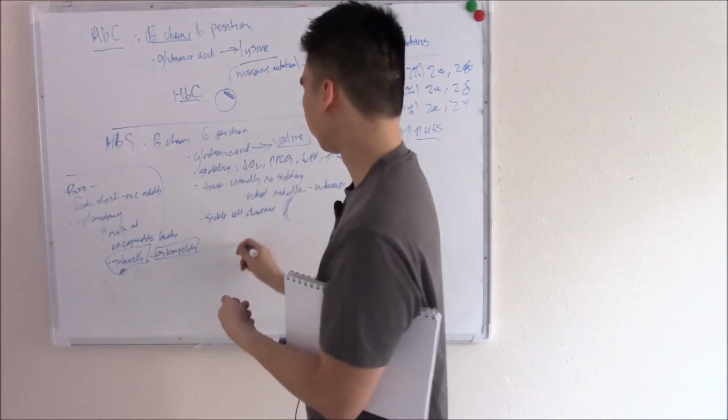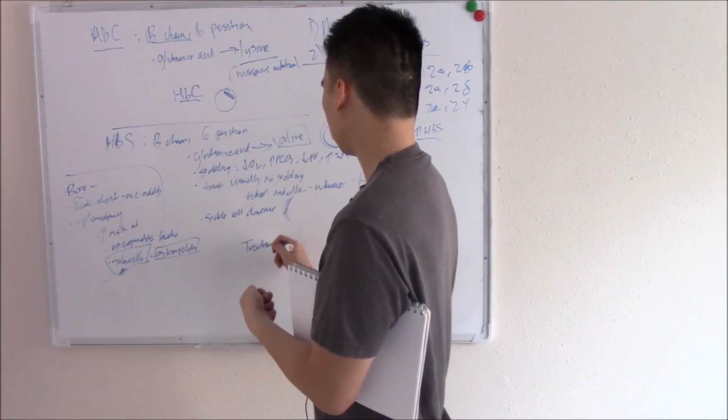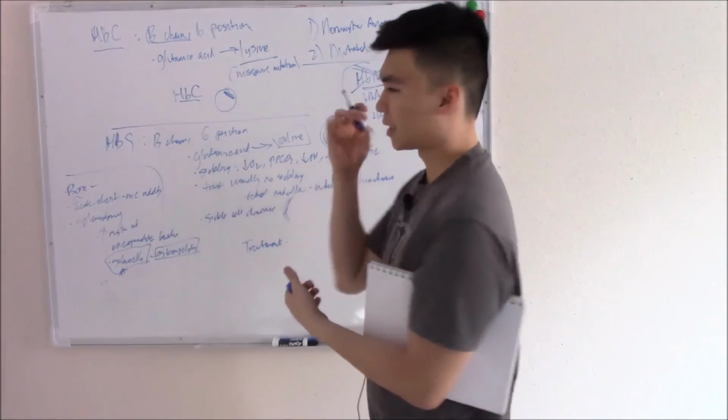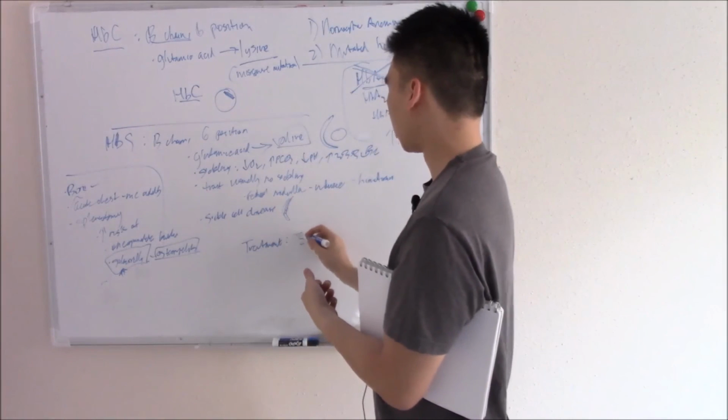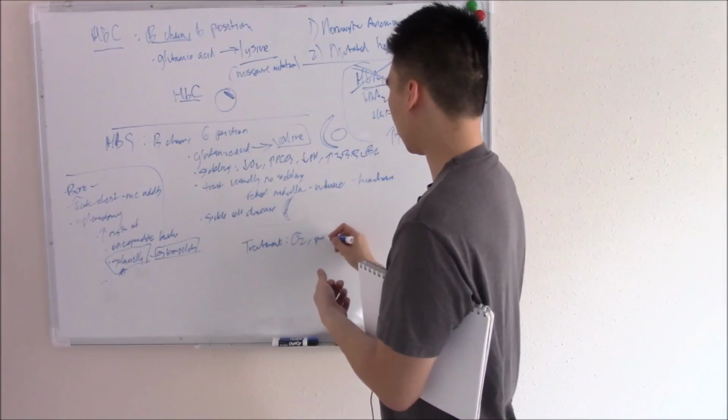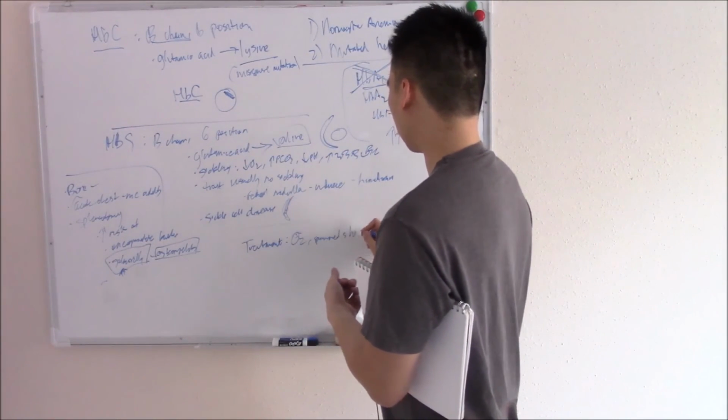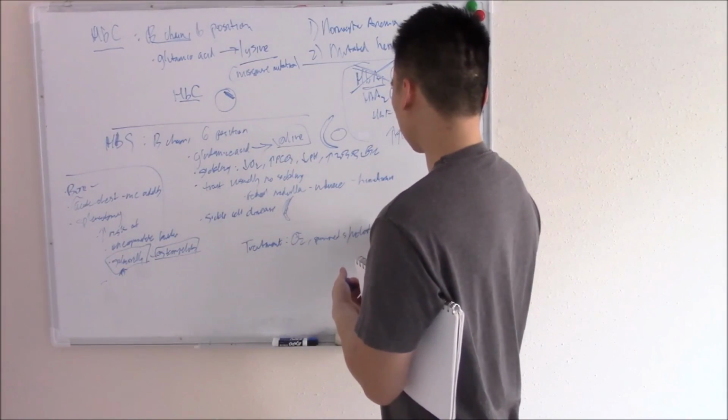How do you treat it? Treatment. If the patient has an acute problem, you give them oxygen to try and reduce that sickling. You give them pain meds. You hydrate them. So you're basically trying to reduce that sickling in the acute setting.